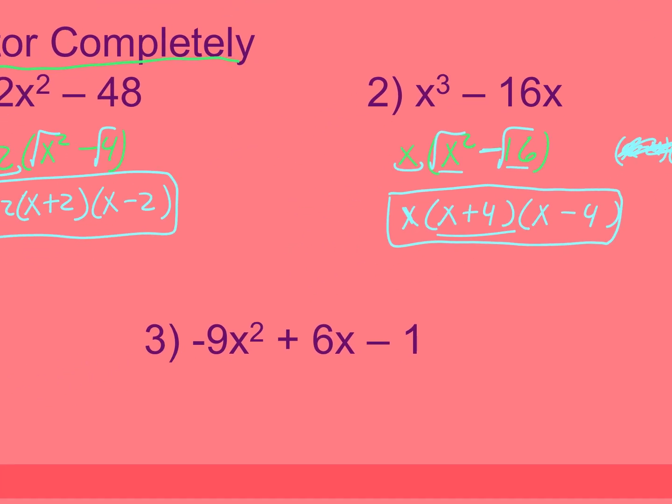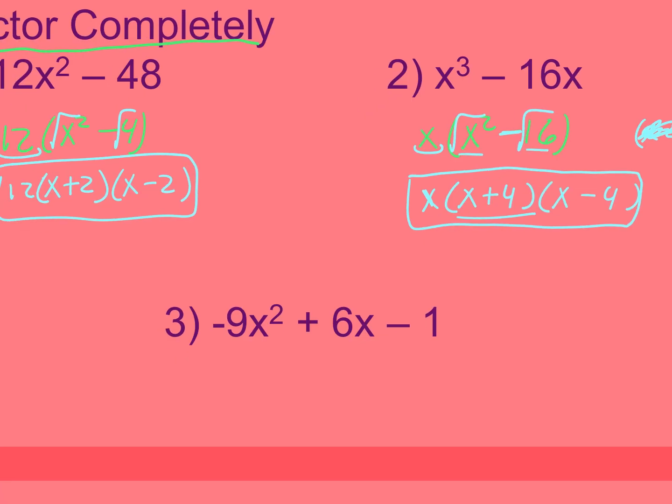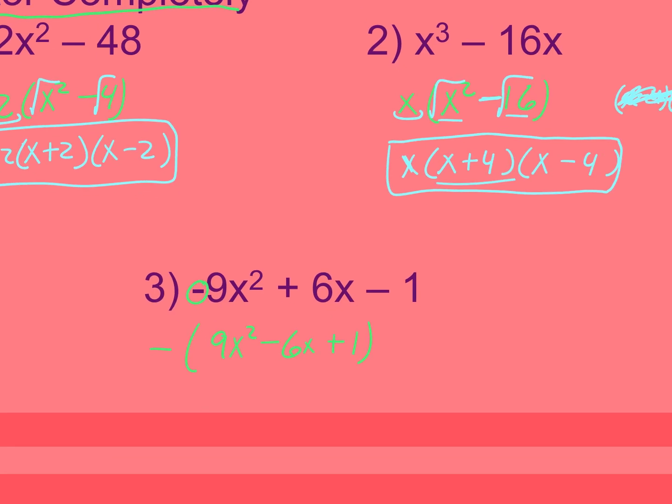All right. So let's look at the next one. First thing you always want to look at is, is there a GCF? Between the numbers and the variables, there isn't really a GCF, but I mentioned in the previous lesson that I don't like when the first term is negative. So what I'm going to do is pull out the negative, and then I'm going to make this 9x squared minus 6x plus 1. That just makes it a little bit more apparent what's going on on the inside.